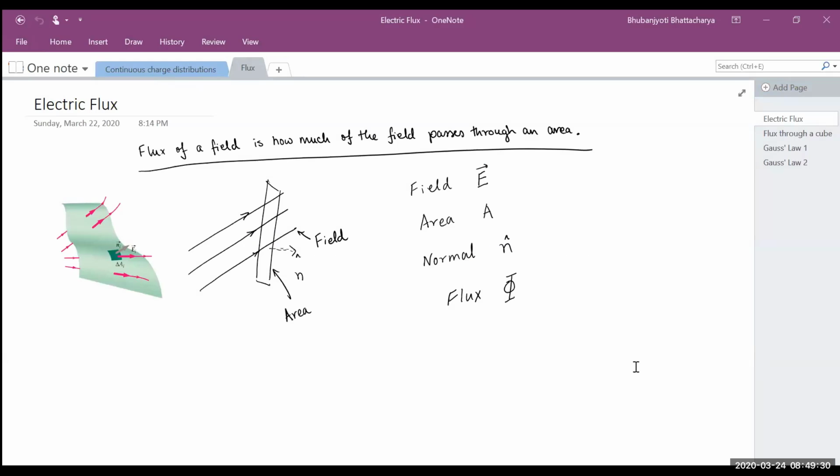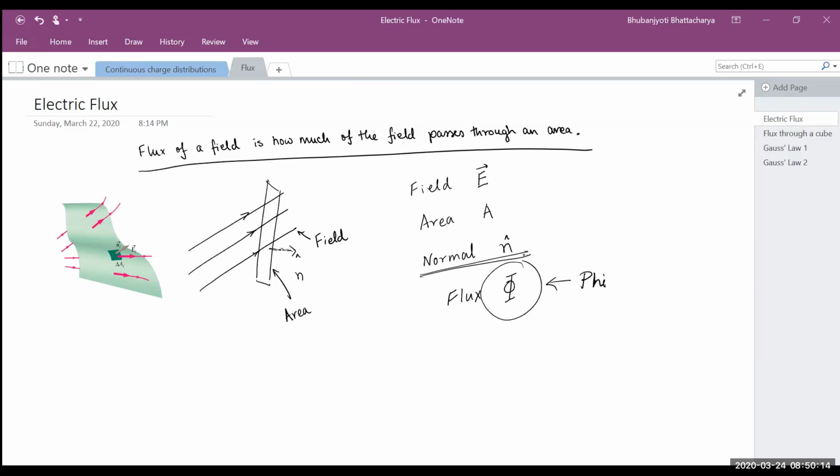So flux of a field is how much of the field passes through an area. This is a new term that we are defining right now. Flux is represented by this letter phi, the Greek letter phi. We have talked about electric fields, and we know what an area is. I'm going to define an additional quantity which I'll call the area normal. You should have seen this at least in physics 1. We'll talk about that area normal very soon to represent an area vector.